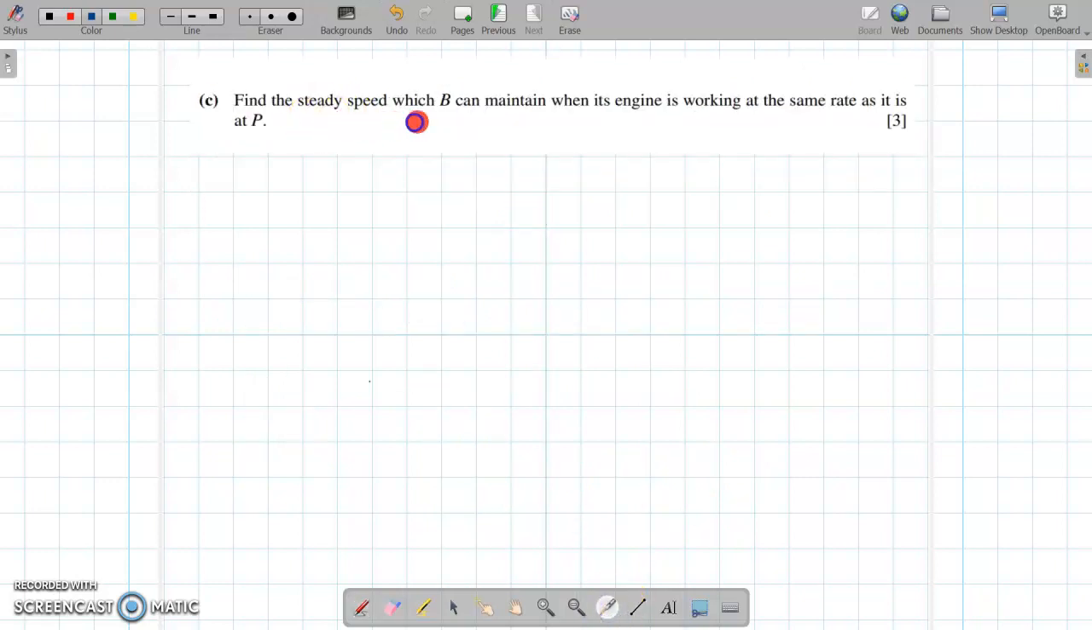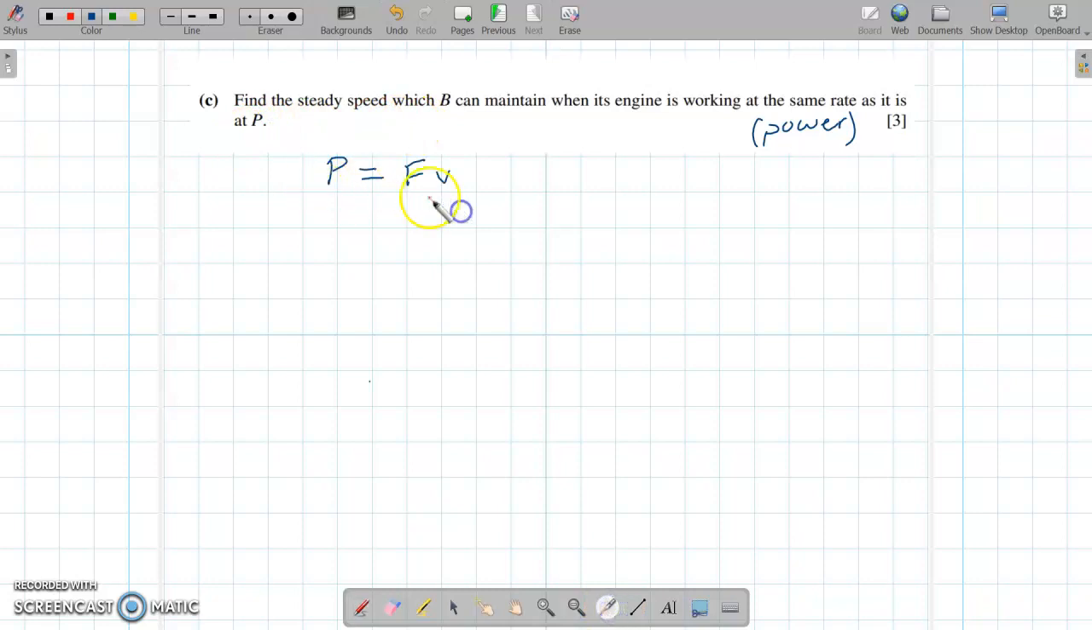Okay, find the steady speed which B can maintain when its engine is working at the same rate as P. What does this mean? Engine working at the same rate. Well, the rate of working is power, because working is energy, and the rate is per time. So work rate is power. So firstly, we need to know what this power is. Okay, so we need to know what power it's working at.